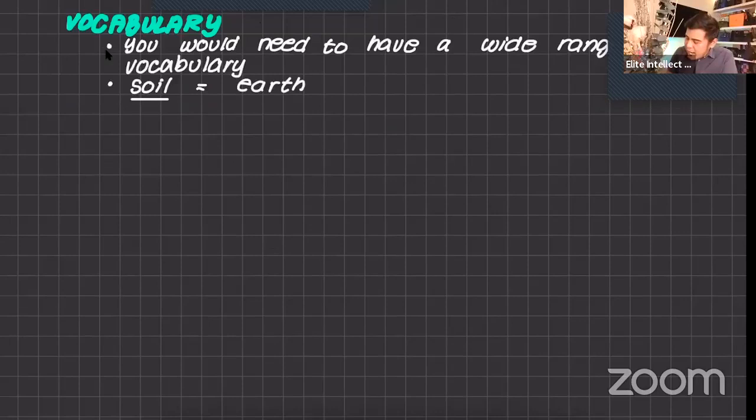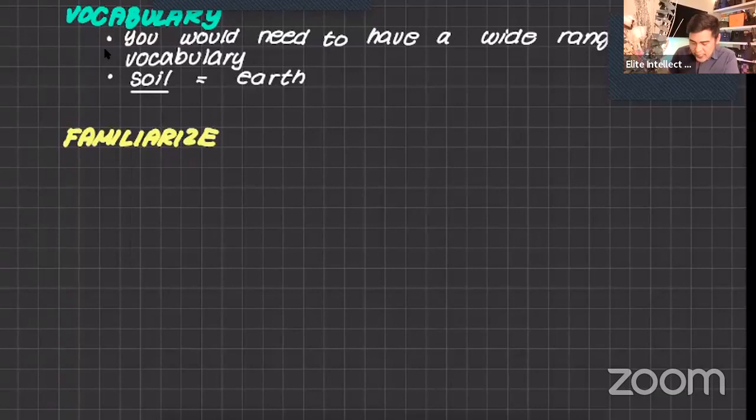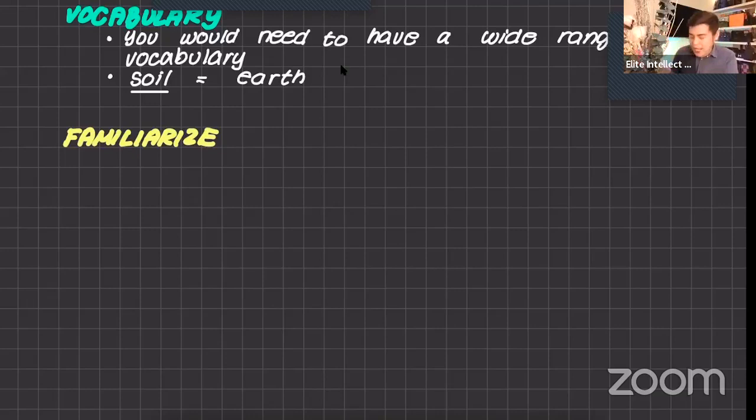Which brings me to the next one. Familiarize and write. This is pretty important too. Last week, did you remember Ate Genji, one of our senior coaches here at Elite Intellect, said that I taught them to write down the thematic content of the passages on top of the paragraph, on top of the passages? So familiarize yourself with the content.